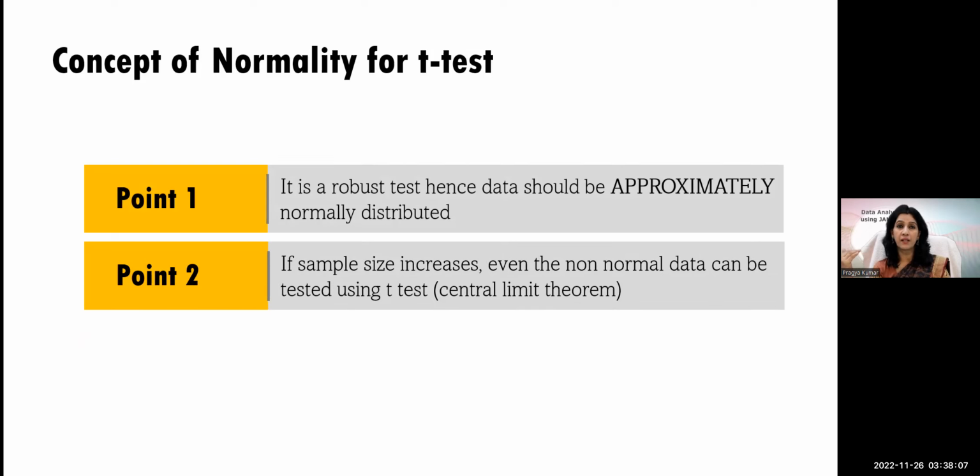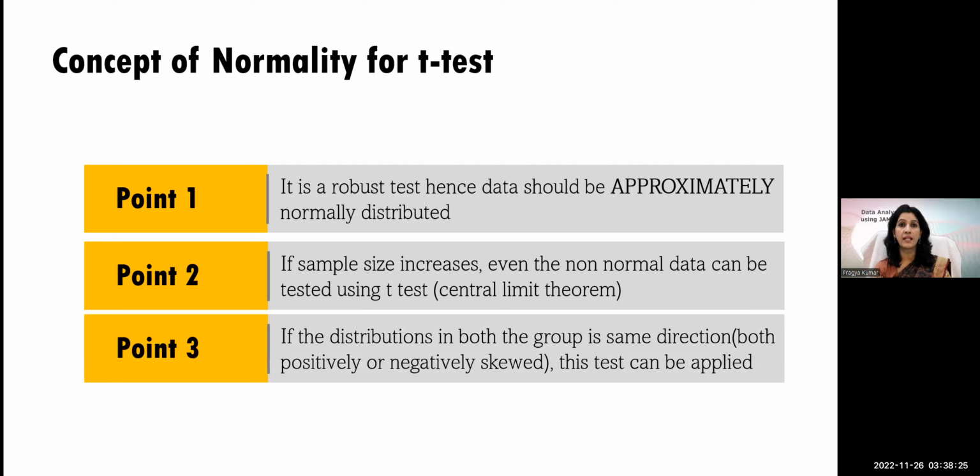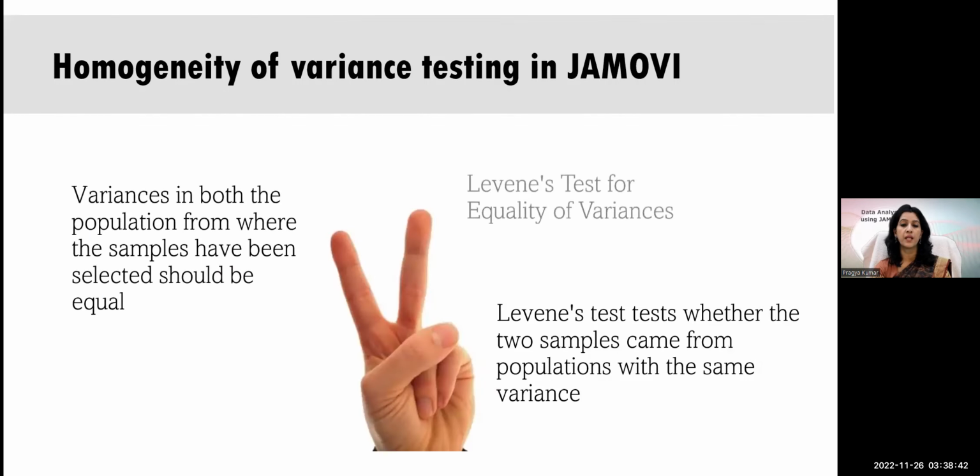And there's again one rule that if you increase the sample size, then even non-normal data starts behaving like normal data because of the central limit theorem. So even non-normal data can be tested using the t-test. And even if the distribution is skewed, if the distribution of both groups is in the same direction, either positive skew or negative skew, then also you can apply this independent sample t-test.